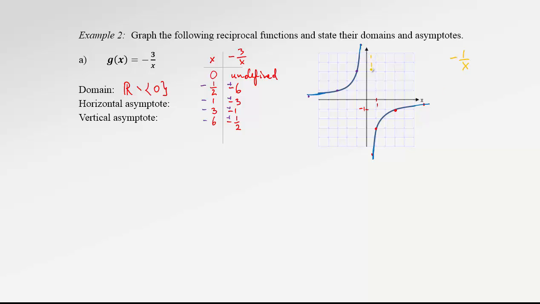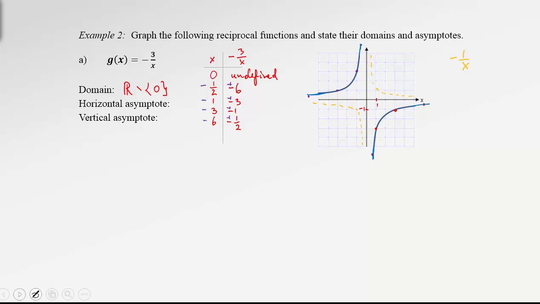Since 1 over x looks somehow like this, right? Like on the previous slide, the negative 1 over x means that every single value that we had for 1 over x will be reversed to the opposite sign. So the values that we have here must be converted to the opposite.